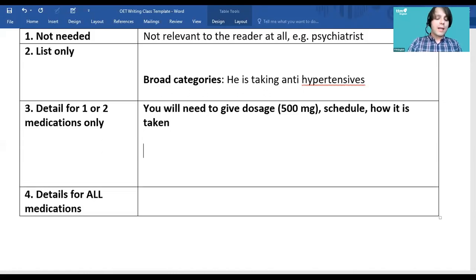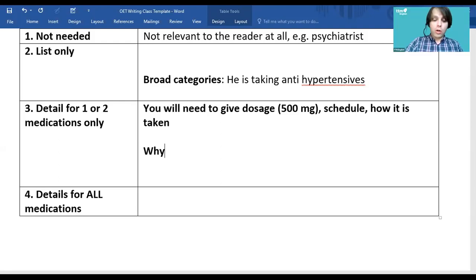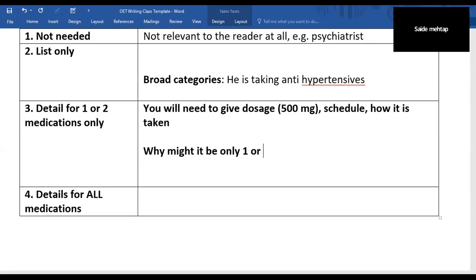Again, why would it only be one or two? Anyone? Because we want to monitor this medication. Maybe this medication is very important? Yes. Cardiology. And who's we? We is reader. Yes, reader, but we refer a patient to cardiologist. Okay, and good. But so he's the reader?